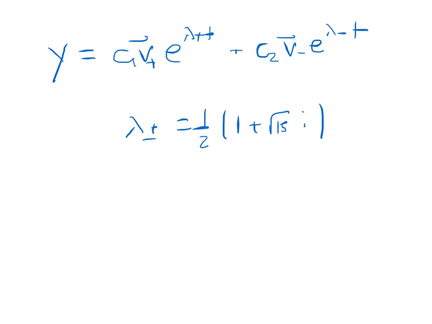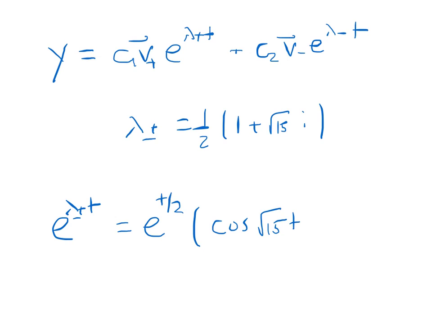So this is an example that we discussed in class, and you remember that when there's both a positive real and an imaginary part, then what that means is that e to the lambda plus t, and this is also true for e to the lambda minus t, has the general form e to the t over 2 times some combination of cosines and sines. So cosine of the square root of 15 t, plus or minus, for the minus, i times the sine of the square root of 15 t.